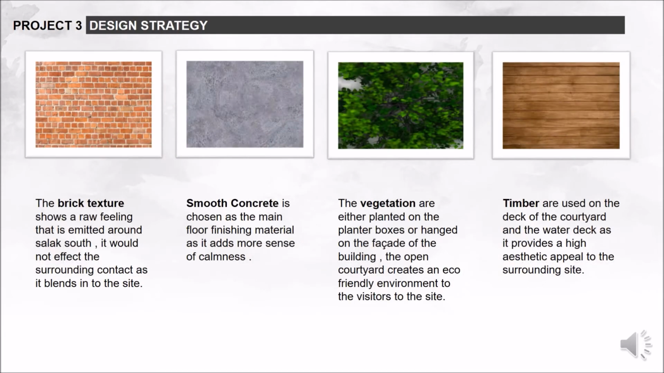Next are the materials used. The brick texture shows a raw feeling that is emitted around Salak South. It would not affect the surrounding context as it blends into the site. Smooth concrete is chosen as the main floor finishing material as it adds more sense of calmness.